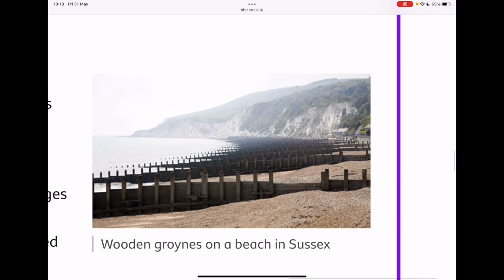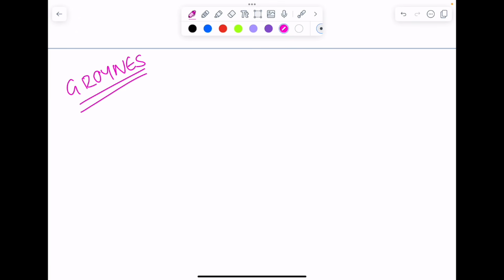So here I am on the BBC Bitesize website, and we can see very clearly pictures of wooden groins. These are barriers built at right angles to the beach, and you can see how they trap sediment between them, which help build up a larger beach which can absorb wave energy and therefore reduce erosion.